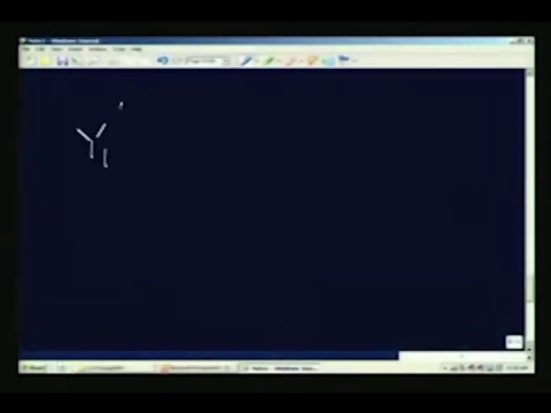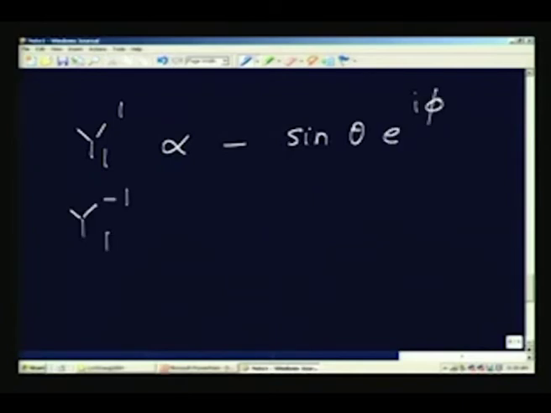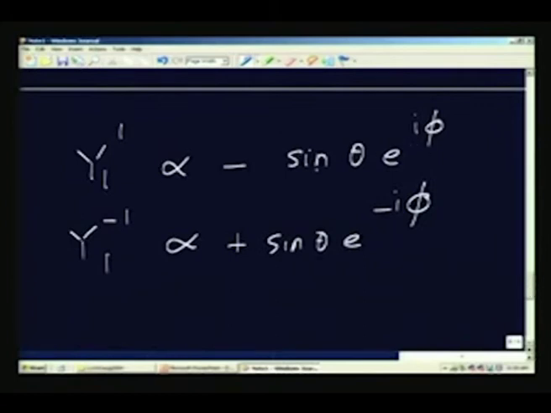Recall that Y11 is proportional to minus sin theta e to the i phi, and Y1,minus 1 is again proportional, same constant that you have here in front, but with the plus sin theta e to the minus i phi. Therefore the real and imaginary parts of these functions can be obtained by adding and subtracting these quantities. In this case, because there is a sign difference, the real part is obtained by subtracting one from the other, the imaginary part is obtained by adding one with the other.